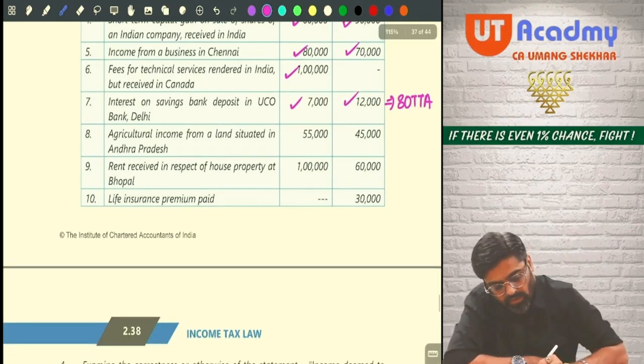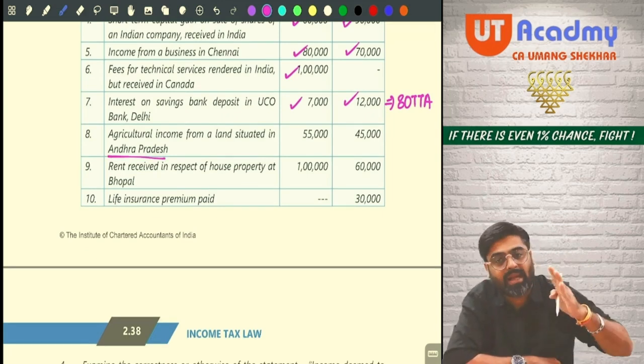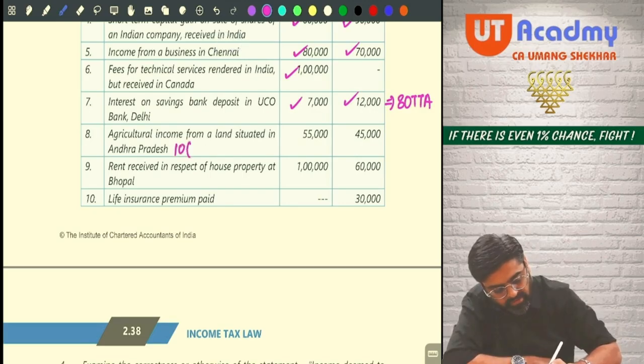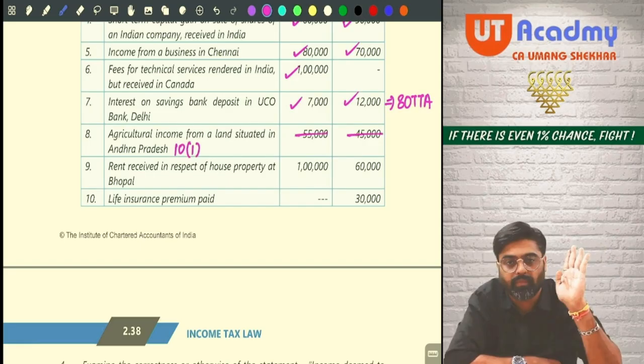Now, agricultural income from land situated in Andhra Pradesh. Andhra Pradesh means the land is situated in India. This agricultural income is fully exempt under section 10(1) and will not be taxable in the hands of both, neither in the hands of Ramesh nor in the hands of Suresh.